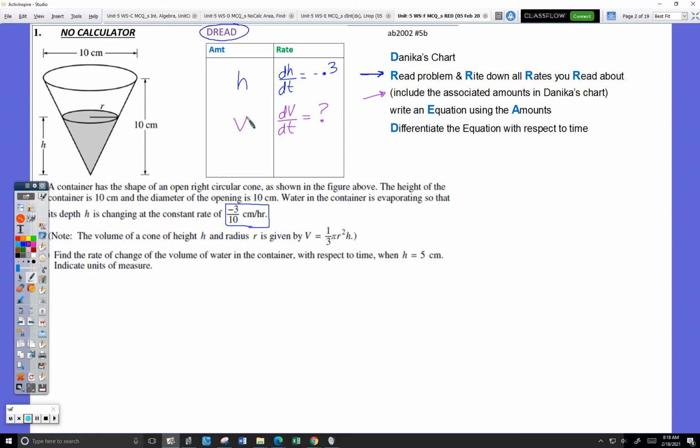Okay, next step in the process. Write an equation that uses the amounts. And often they will simply give you the equation, although there are cases where you have to come up with one. They don't usually ask you to think too deeply. So they gave us the equation right here. That's the equation that involves the amounts. So I write on my paper, V equals 1/3 pi r squared h. Questions?